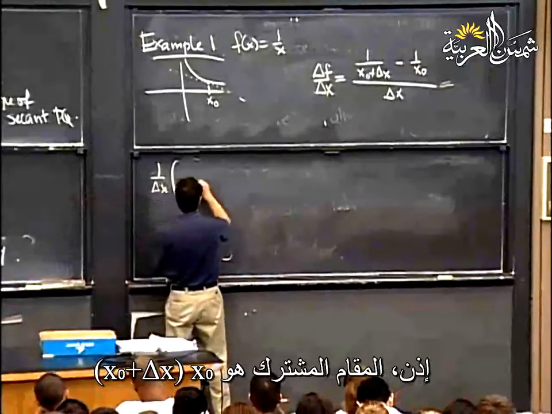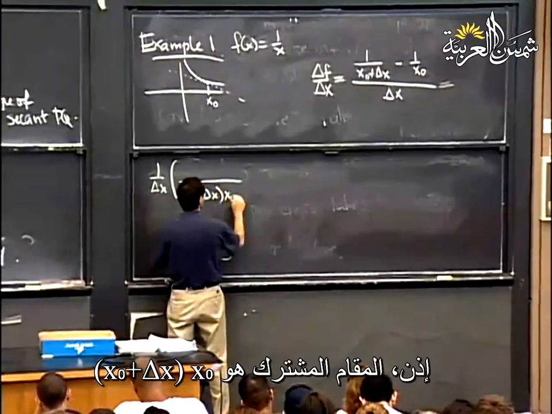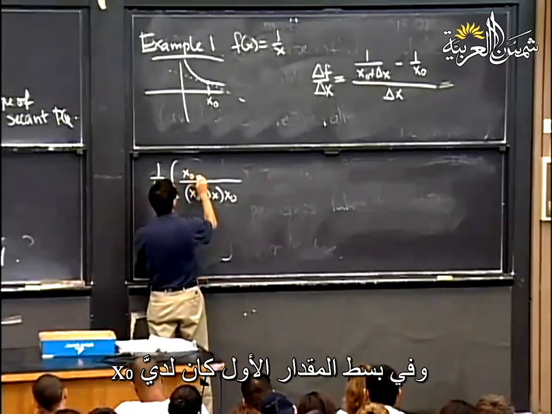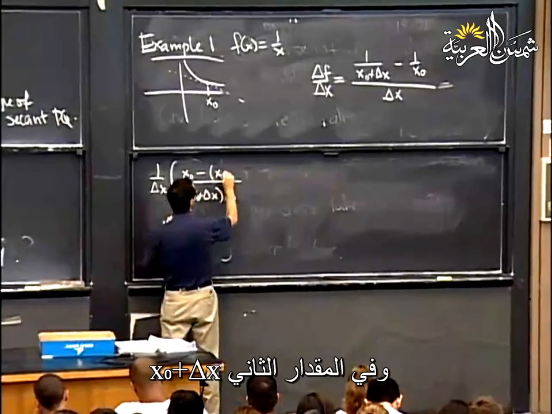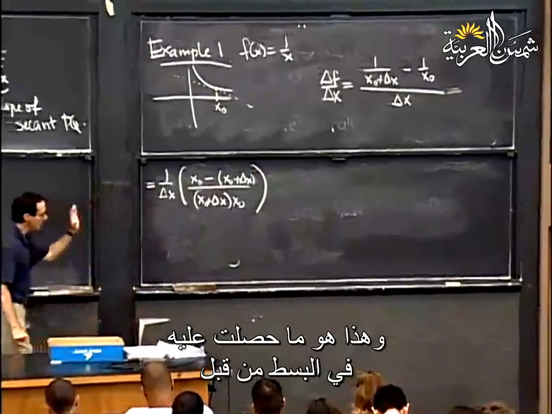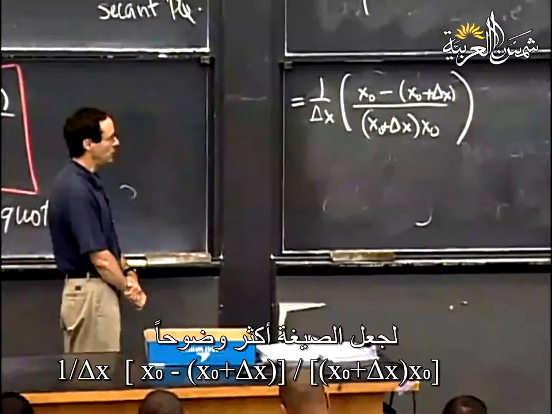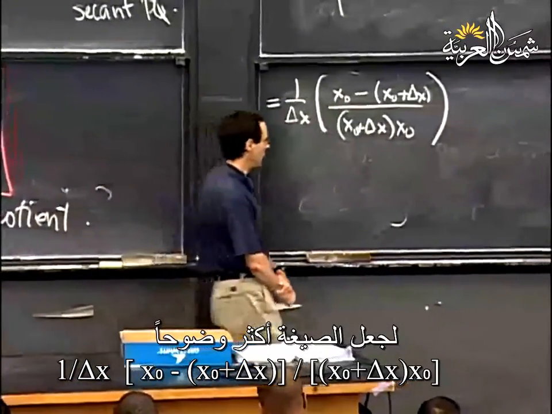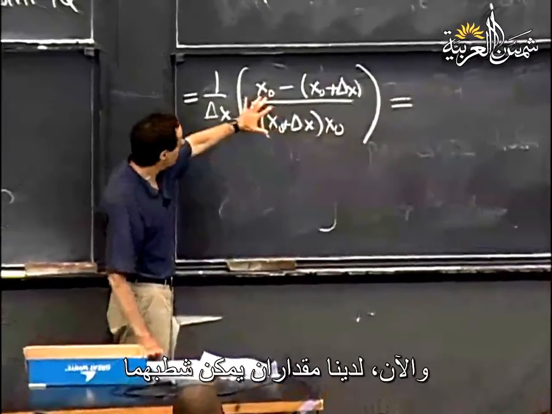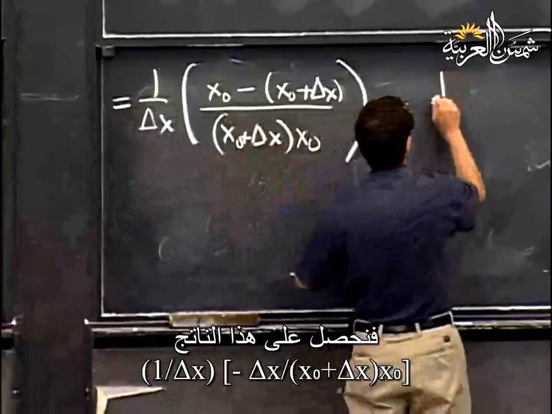So the common denominator is x0 plus delta x times x0. And so in the numerator, for the first expression, I have x0. And for the second expression, I have x0 plus delta x. So this is the same thing as I had in the numerator before, factoring out this denominator. And here I put that numerator into this more amenable form. And now there are two basic cancellations. The first one is that x0 and x0 cancel. So we have this.